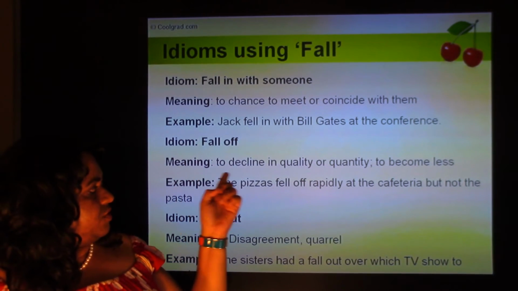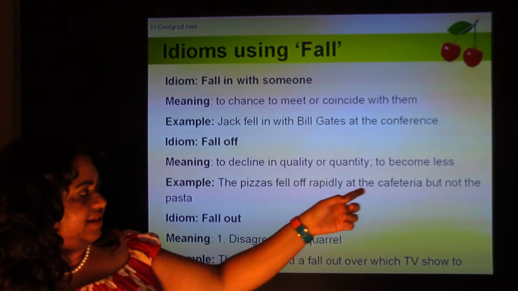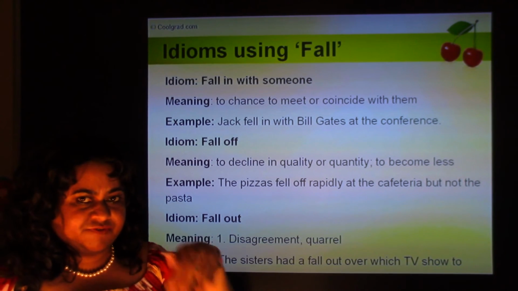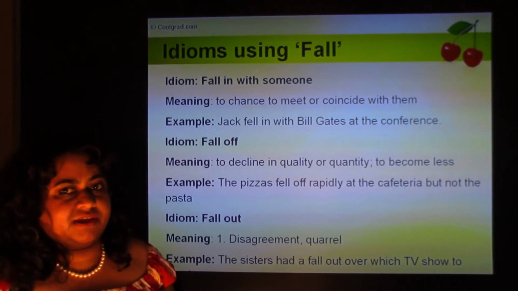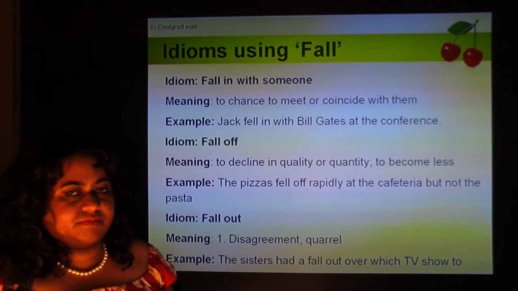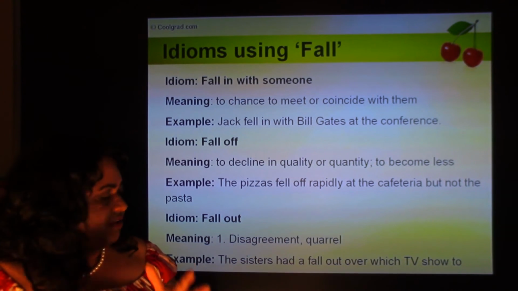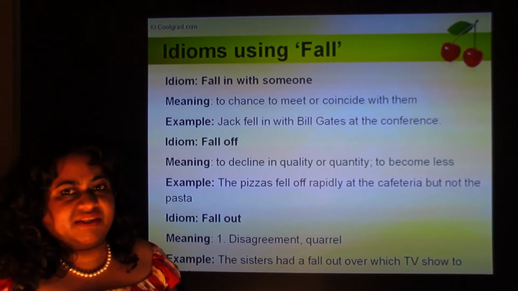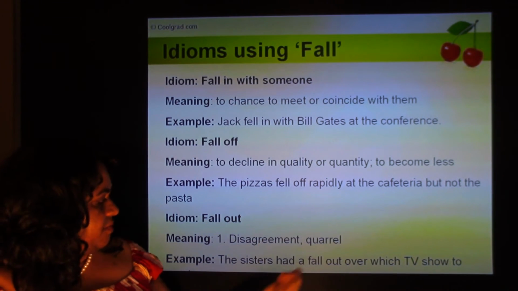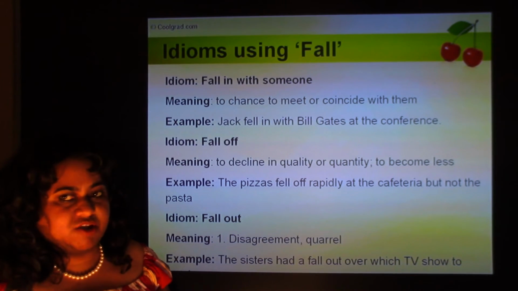Fall off means to decline in quality or quantity, become less. The pizzas fell off rapidly at the cafeteria, but not the pasta. So it doesn't mean the pizzas fell off the table onto the floor or anything. It just means they declined in quantity, means they put all the pizzas out there and people took the pizzas. That's what it means. But the pasta stayed there. So that's what it means. Okay, nothing to do with literally falling down. Fallout means a disagreement or a quarrel. Example, the sisters had a fallout over which TV show to watch.